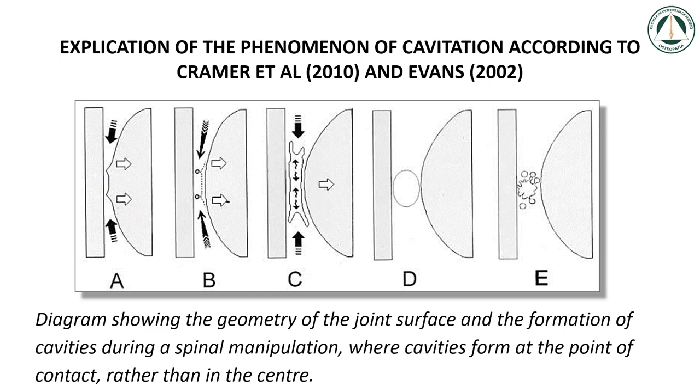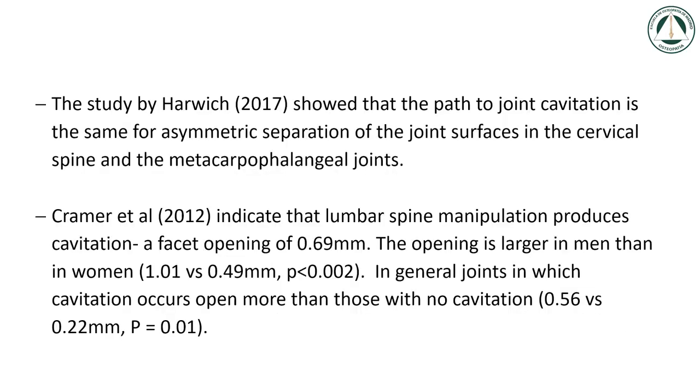According to Evans, 2002, HVT manipulation causes the release of entrapped synovial folds, or Pickar, and sudden stretching causes the relaxation of hypotonic muscle. HVT manipulation also disrupts articular or periarticular adhesions, and corrects abnormal segmental motion. The study by Harich, 2017, showed that the path to joint cavitation is the same for asymmetric separation of the joint surfaces in the cervical spine and the metacarpophalangeal joints.